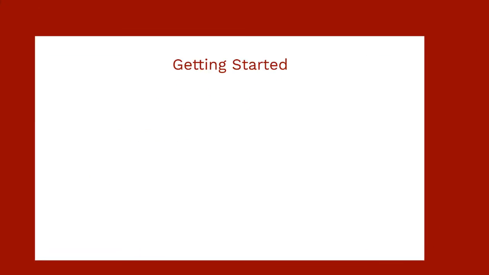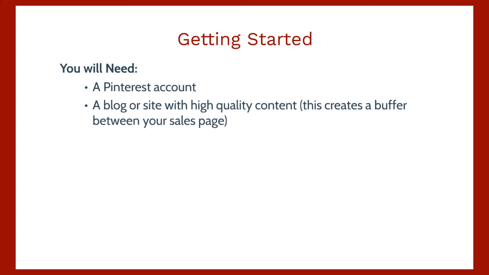All right? So now let's talk about things that you will need to get started. So tools that you're going to need, what you're going to need to have in order to implement what's inside this video course. Obviously, you're going to need a Pinterest account. You'll need a blog or a site with high quality content. If you don't have one right now, that's totally fine, but you will need one, because you don't really want to direct people directly from your image to your sales page, because people don't know you. People are still warming up to you.